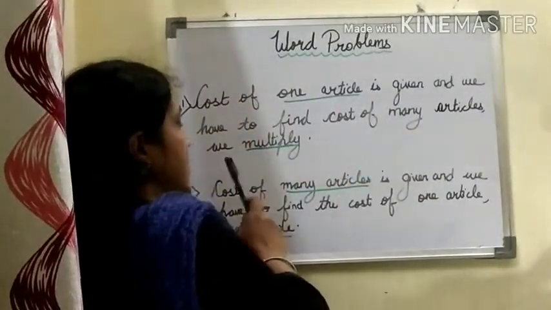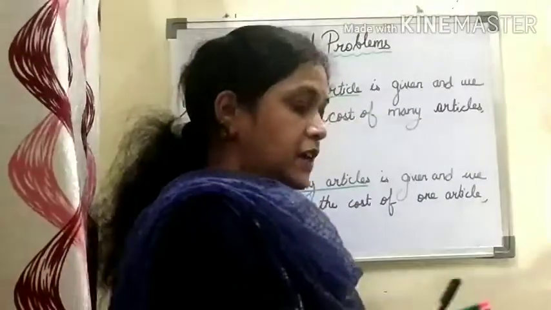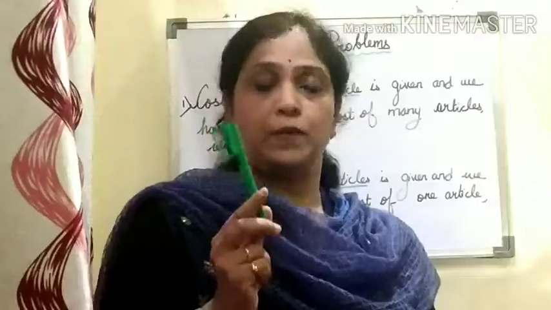Now when we multiply, when the cost of one article is given and we have to find the cost of many articles, what do we do there? We multiply. For example, take pens. If I say the cost of one pen is 10 rupees, find the cost of 8 pens. Naturally 10 into 8, 80 you do.